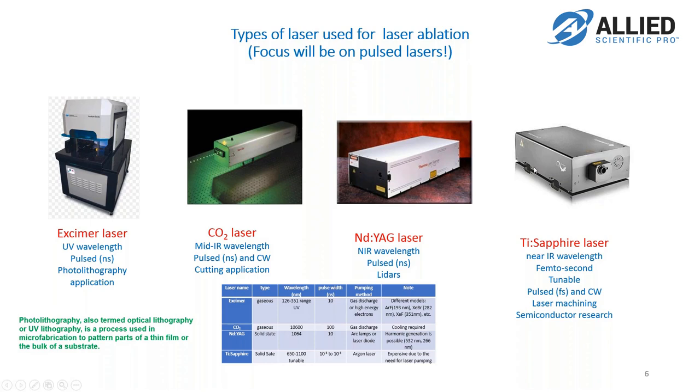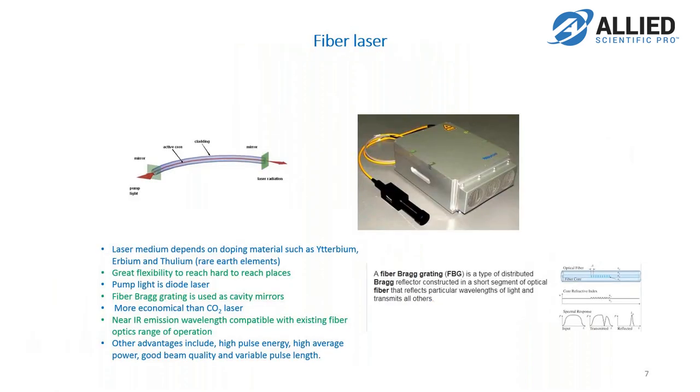And finally, we get the Ti:Sapphire laser. This is a tunable near IR laser, and you can basically tune it from 650 to 1100 nanometers. But the downside is they have to be pumped by an argon laser, which is quite expensive. Therefore, usually in semiconductor research and for certain specific applications of cleaning, you could use these Ti:Sapphire lasers. But I would say the most popular lasers in this group would be the neodymium YAG laser or the CO2 laser. And finally, there's one more that we didn't mention in this group, and that is the fiber laser.